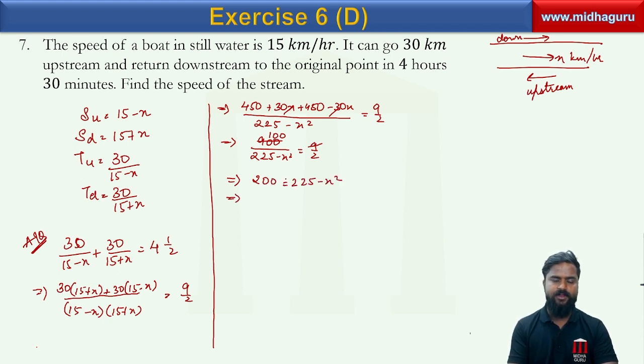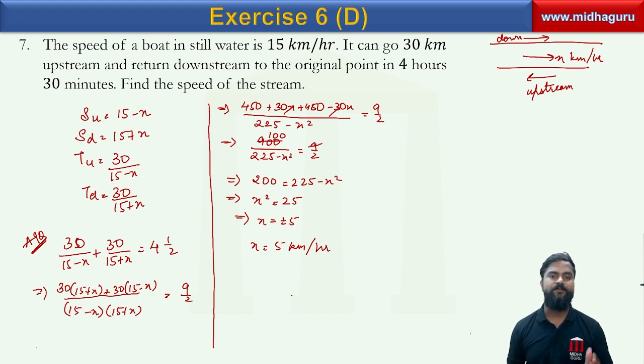So I'll bring x square to this side to make it positive and take 200 to that side, it will become negative. So 225 minus 200 is 25. Now x will either be plus or minus the square root of 25, which is 5. Now since we took x to be a speed, we will not consider the negative value. So x will be 5 km per hour, which is the speed of the stream. So now let's move on to the next question.